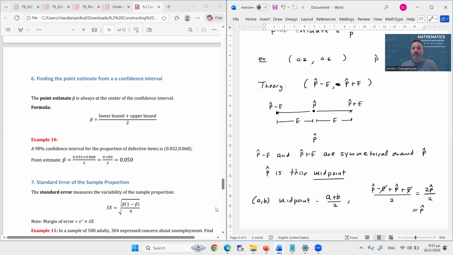So let's say in example 10 that we were given that confidence interval. In order to find from it the sample proportion, we would have to add the endpoints 0.032 with 0.068 and then divide that sum by 2. That was all. I know that this helped. Please try to understand the process, the mathematics behind that, and not just memorize things.